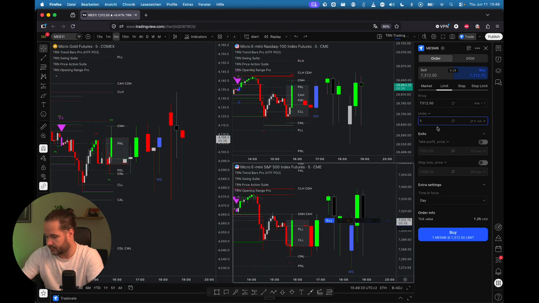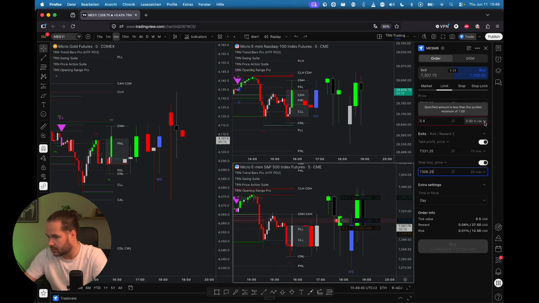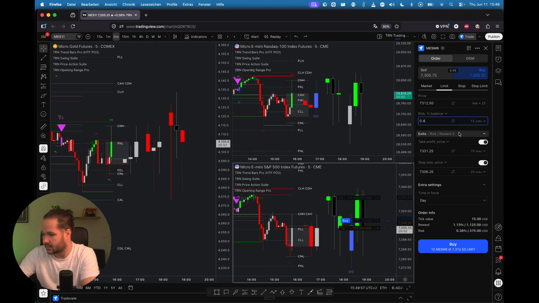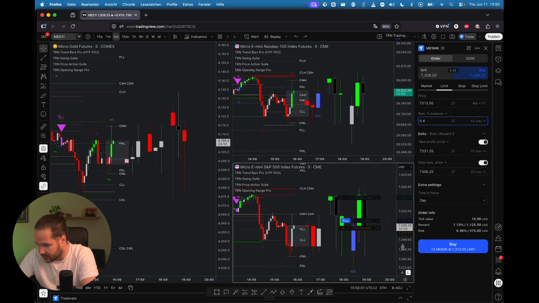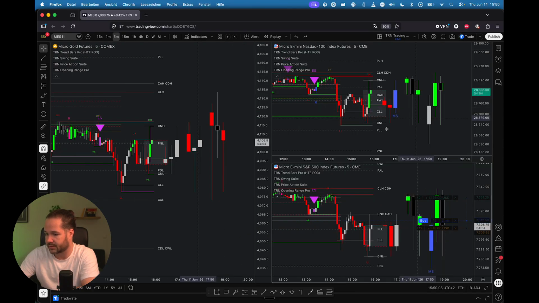I'm always risking 0.4% right now. I want a long. This is right. That's what we want, but no. Forget about it. We didn't close. This is nothing.